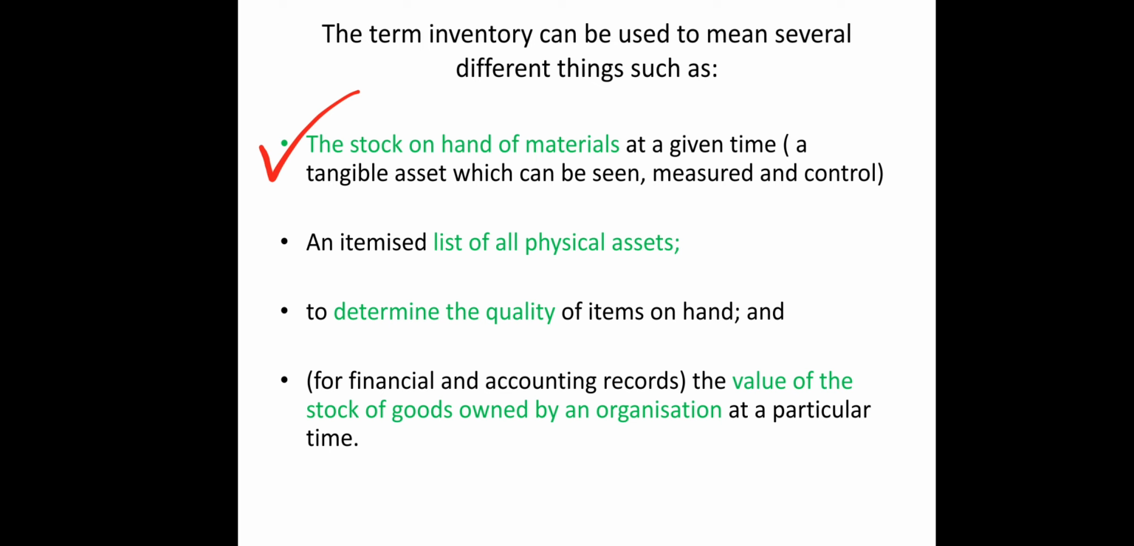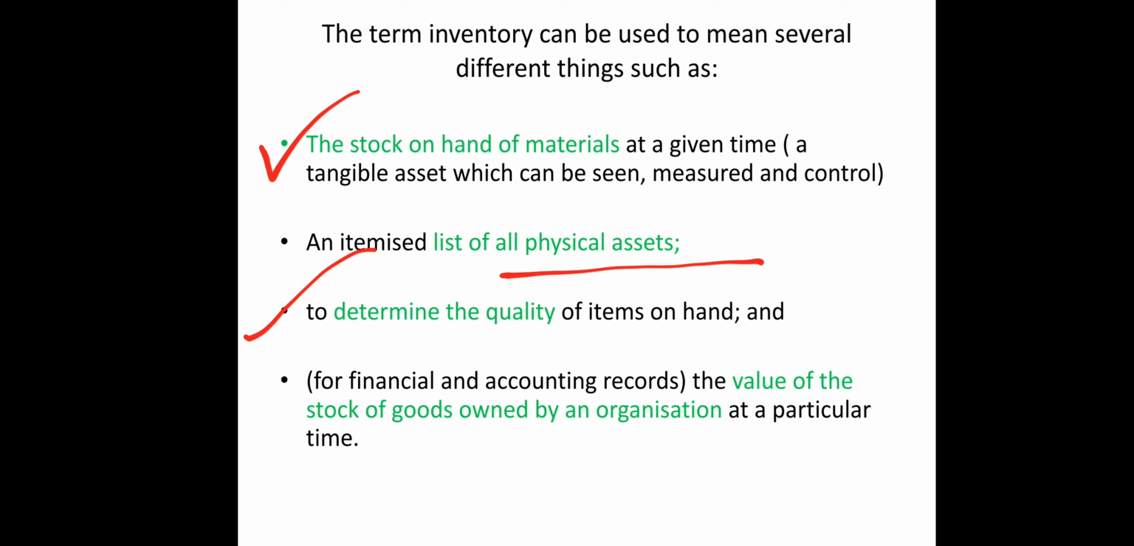Then an itemized list of all physical assets. So materials are part of inventory, and all the physical assets available with the company are also treated as inventory. All the physical assets, it may be the machineries, it may be the equipment, all those can be treated as inventory. Then determining the quality of items on hand can also be treated as inventory. So whatever quality you have of your product, that is also inventory for you.